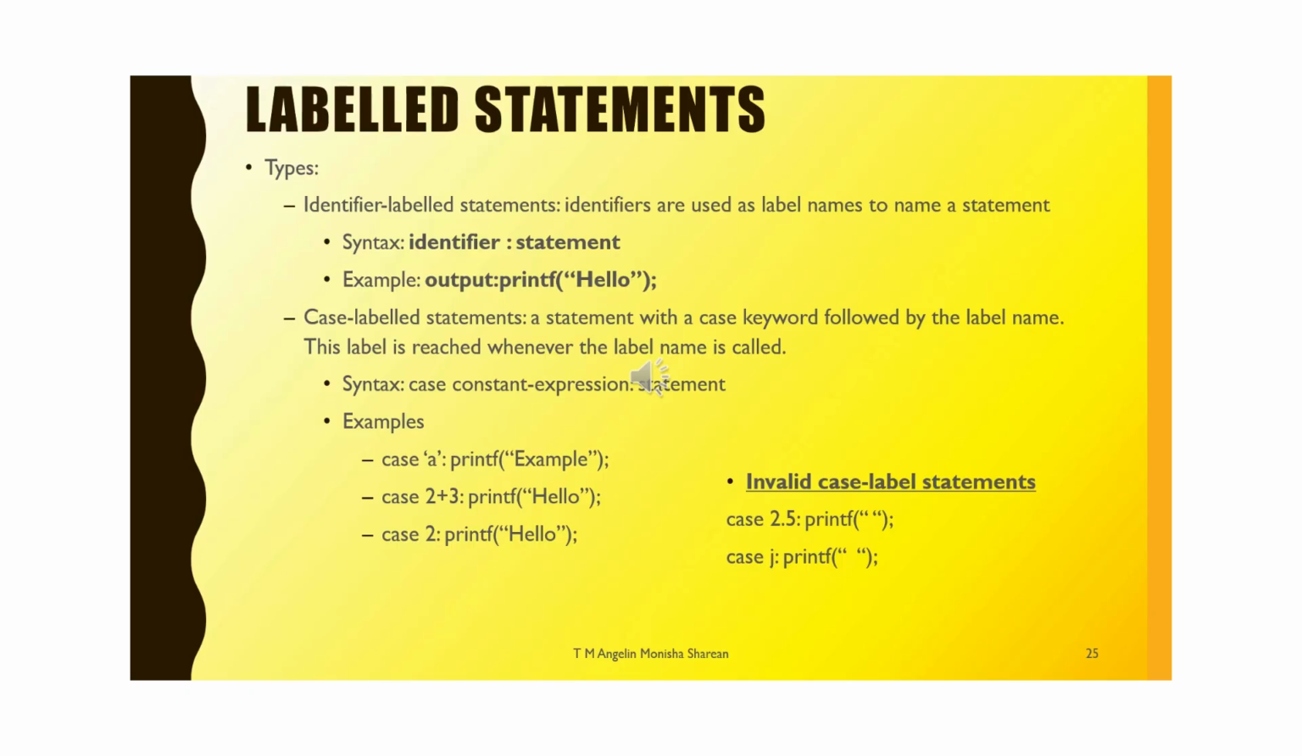Now we can see the examples for each of these types. First comes the identifier label statements. Identifiers are similar to the names given to the statement. It can be of any name as you like. The syntax is the identifier or the name for the statement followed by a colon and the statement. Here we can see an example where the identifier for the statement is output and the statement is a printf statement, which is going to print the word hello on the output screen.